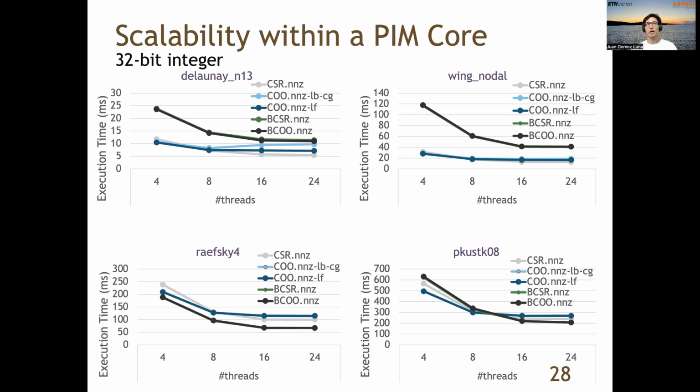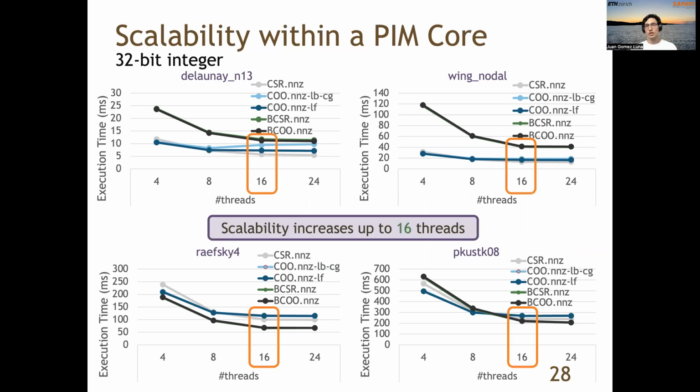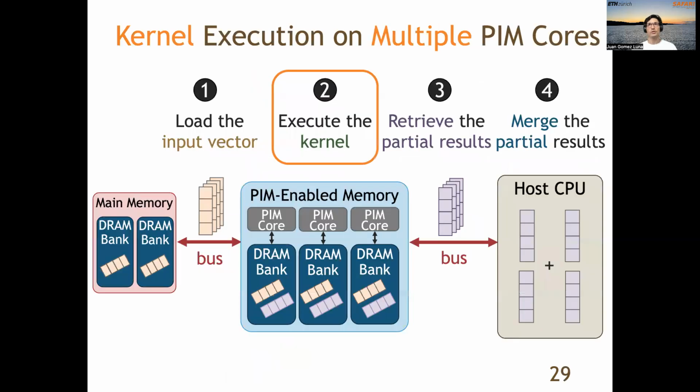For example, inside a PIM core, we analyzed the scalability for different numbers of PIM threads. The general observation here is that scalability increases up to 16 threads, but this is because in these experiments we use 4, 8, 16, or 24 threads. Performance saturated at 16 threads, because in the UPMEM DPUs, the UPMEM PIM cores, we know that performance saturates at 11 threads, 11 PIM threads. So the next number that we tested here is 16. So that's why it's where we normally see the performance saturation point for these kernels.